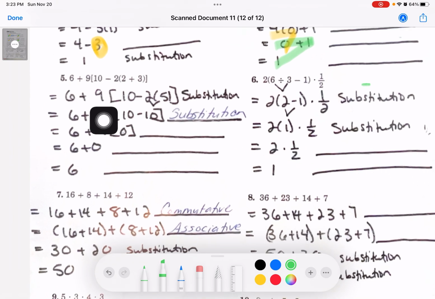In number 5, they used the substitution property and said 2 plus 3 was 5. Then 2 times 5 is 10. What was the next property that they used to simplify to this step of the expression? What property did they use to get from 9 times 0 to 0? And lastly, from 6 plus 0 to 6.